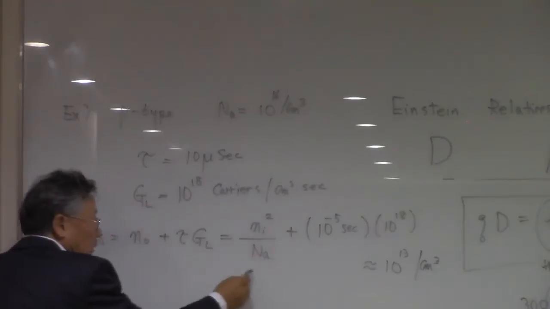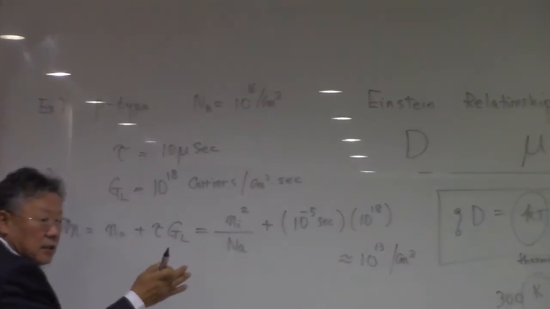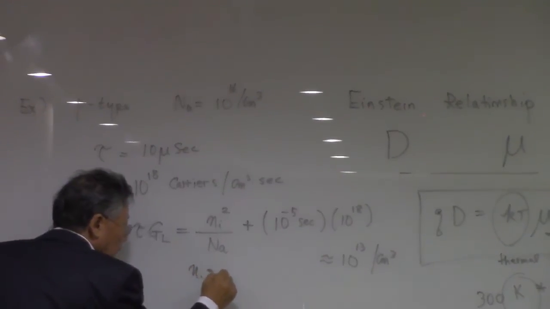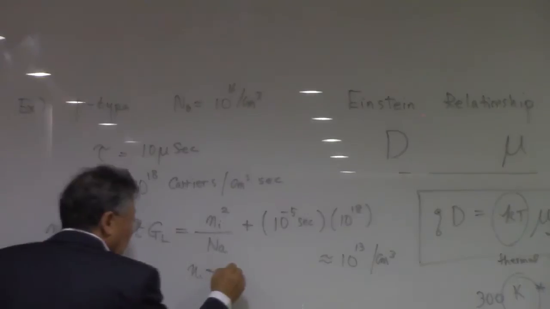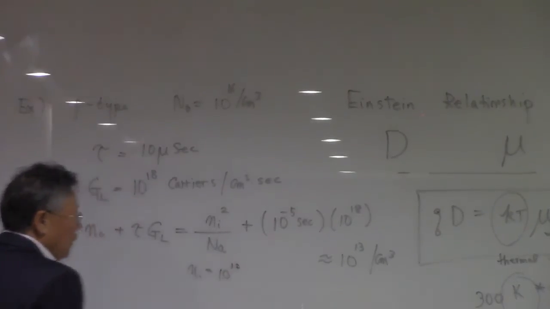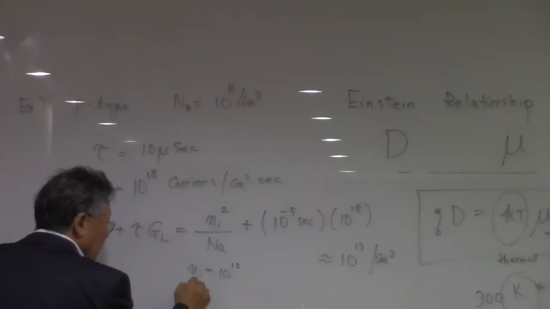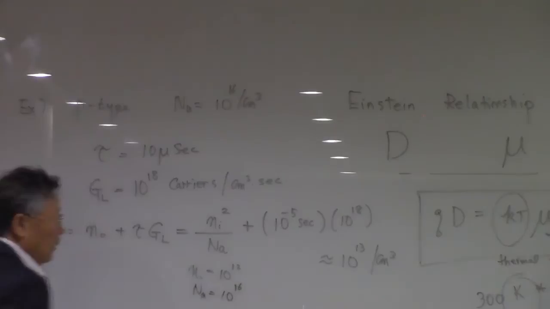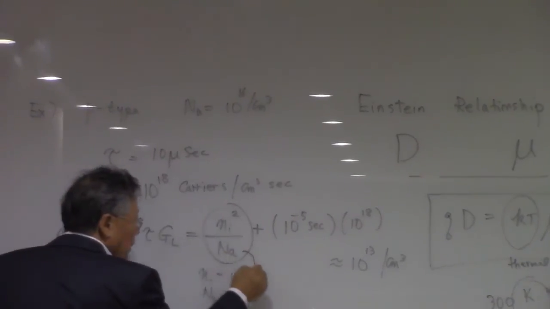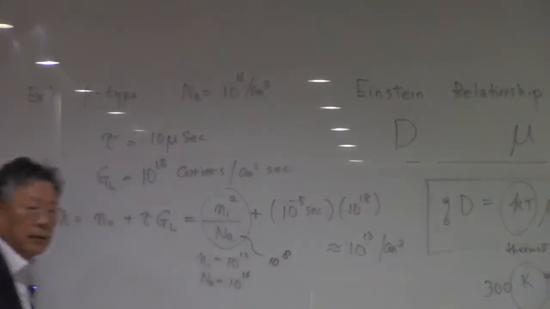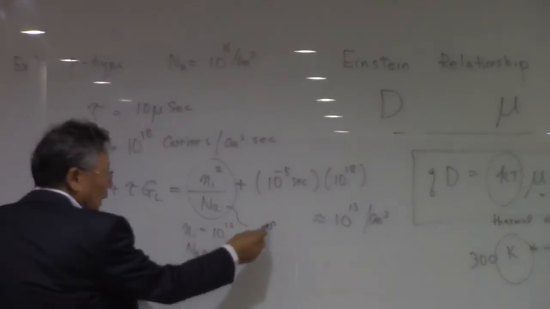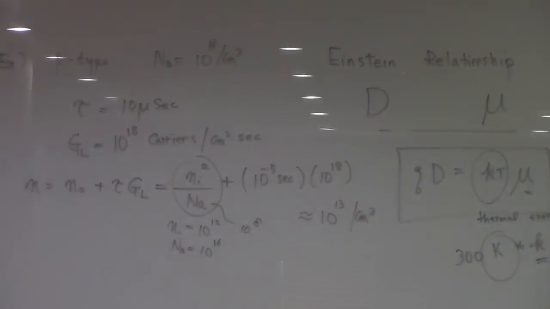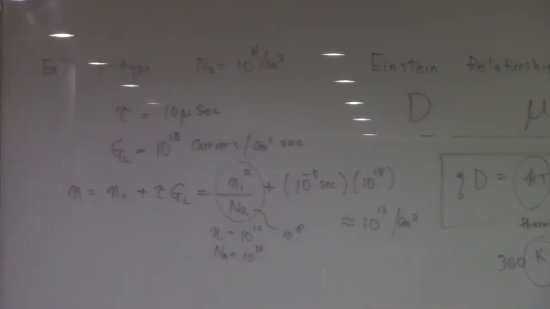Right? This Ni squared over Na is 10 to the 6, somewhere around there. Because Ni is, let's say, 10 to the 12, and Na is 10 to the 16. So this number ends up being 10 to the 8th or something, right? And 10 to the 8th plus 10 to the 13 is going to be 10 to the 13th. Do you guys agree with me or not?